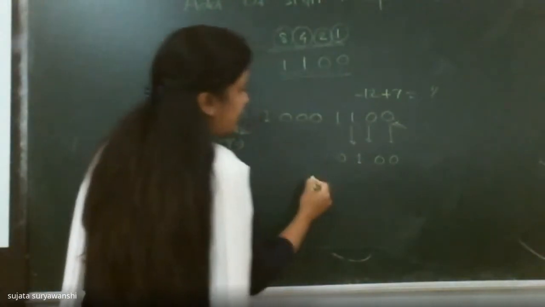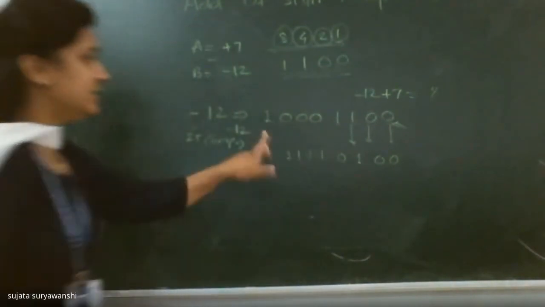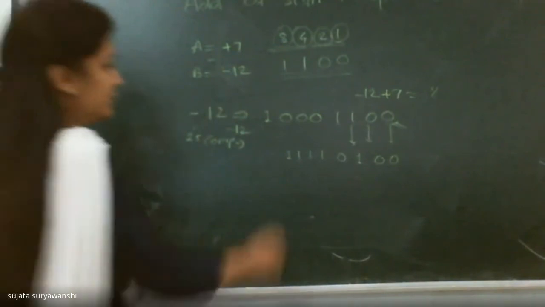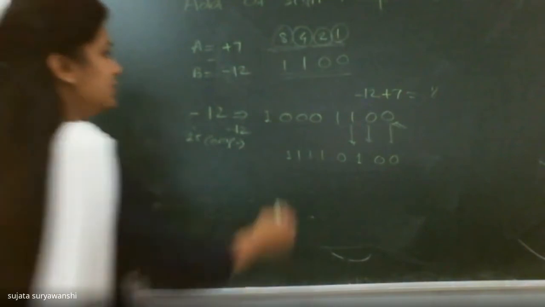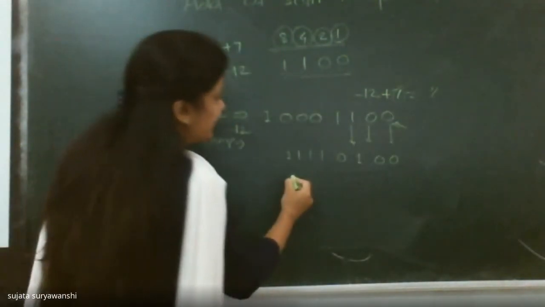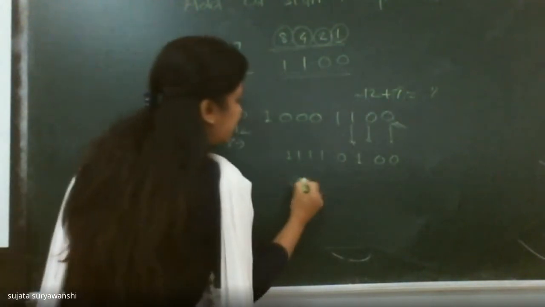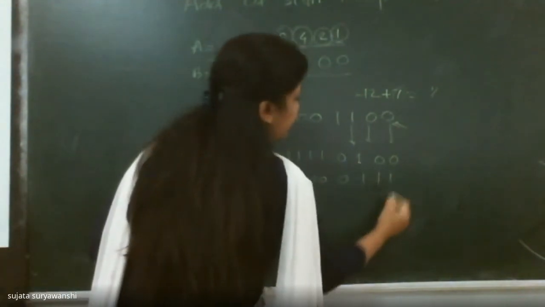So 1 should be represented by 0, and here 1, 1, 1, and just write down the sign bit as it is, as the number is negative. Okay, so this is the 2's complement of 12. After getting this, you have to add 7 to the 2's complement of 12. Plus 7 has sign bit 0, and 7 can be represented by 111.